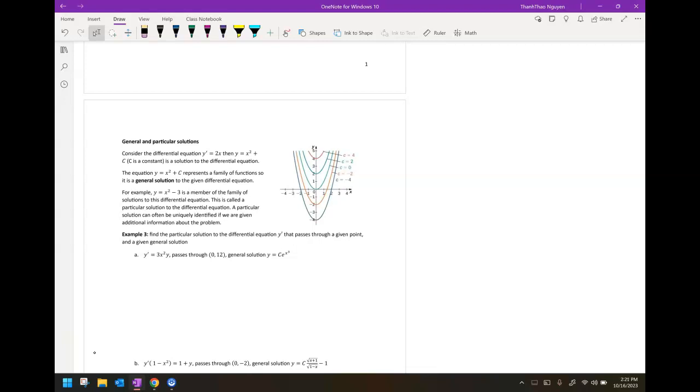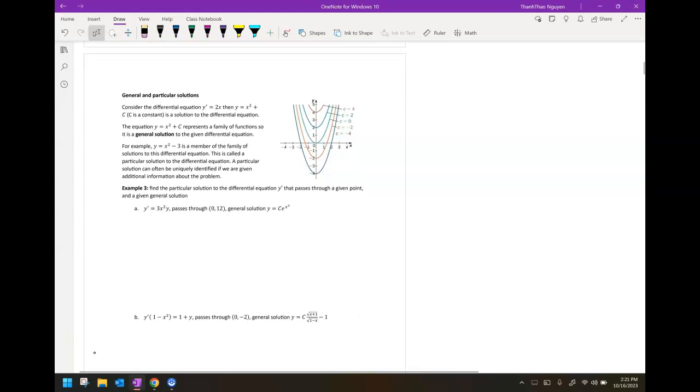So it is a particular solution because we have a constant c. What is that constant? That constant being named as -3. So that is a particular solution. A particular solution can often be uniquely identified if we are given additional information about the problem.